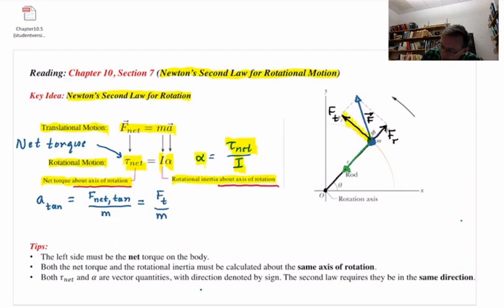Let me multiply both sides by m, and I get a pretty simple little formula. F tangential equals the mass of the disk times a tangential, its tangential linear acceleration. All right, we'll number that equation 1.